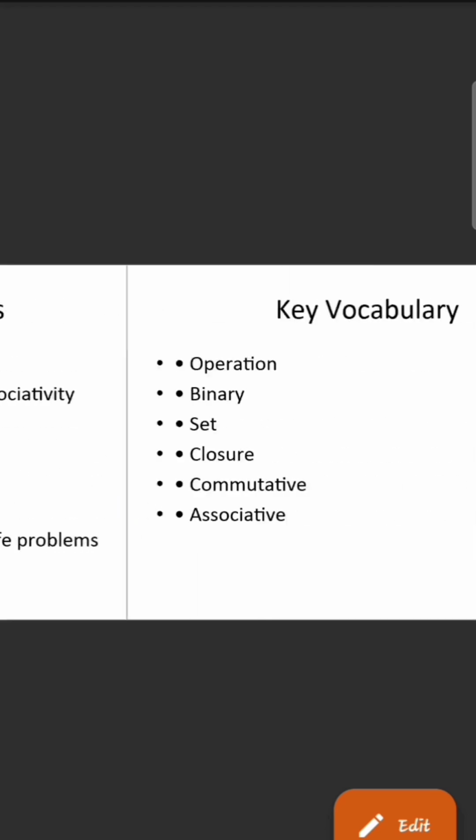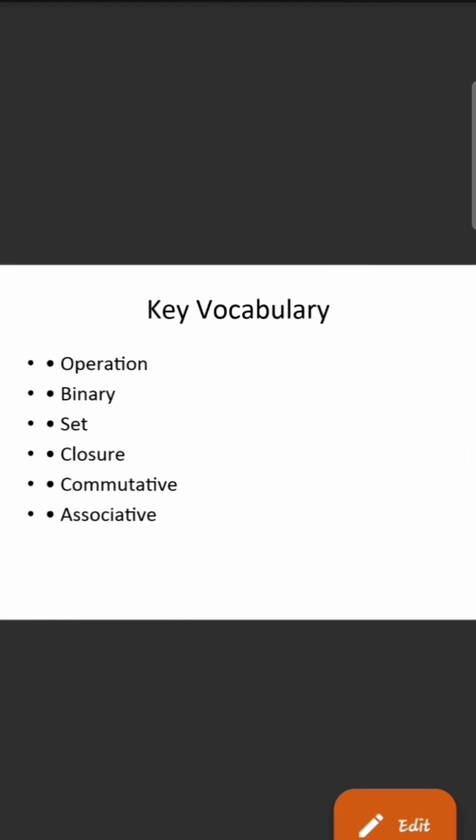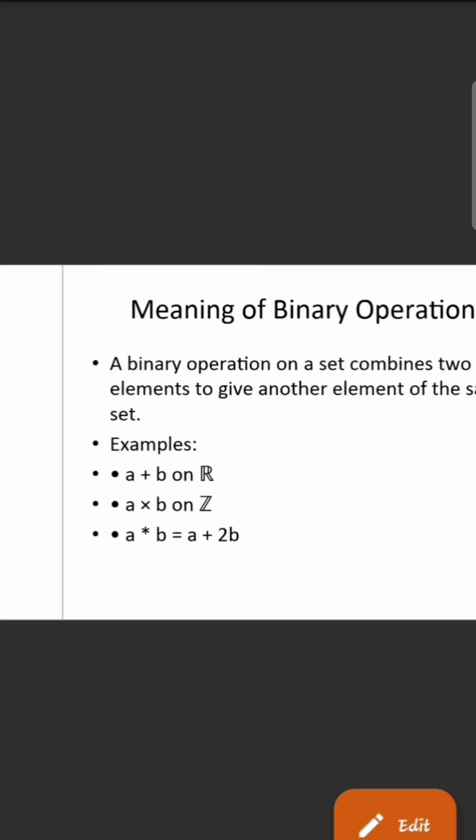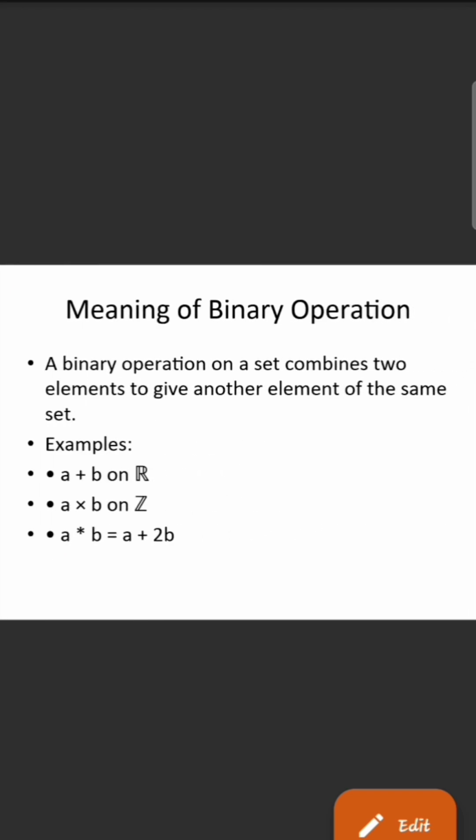Now, let's move on. So, key vocabulary words. What are those words that we may come across in the course of our teaching? The first ones we can come across are operation, binary, set, closure, commutative, associative, distributive, inverse, and identity. So now let's move to the main topic, binary operation. So what is binary operation? A binary operation on a set combines two elements to give another element of the same set.